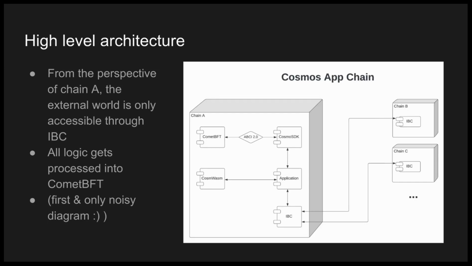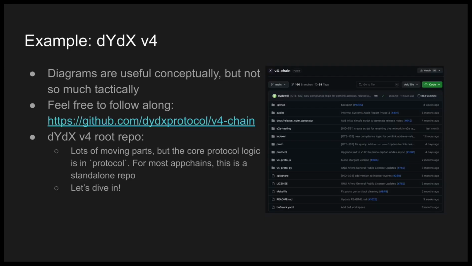Okay, so now I think these diagrams are maybe useful conceptually, but I promised to be a little bit more tactical. So I'm going to answer the question that I would probably have if I was on the other side of this, which is, all right, given a Cosmos code base, where do I start auditing?